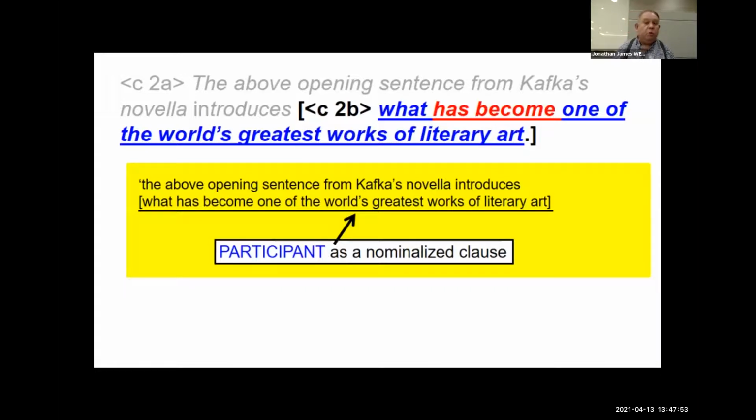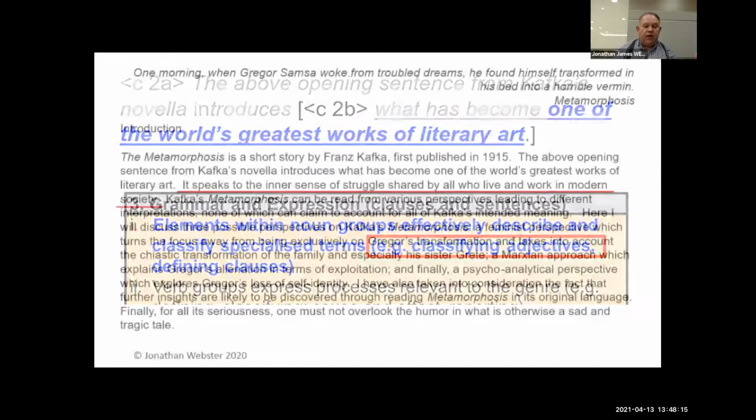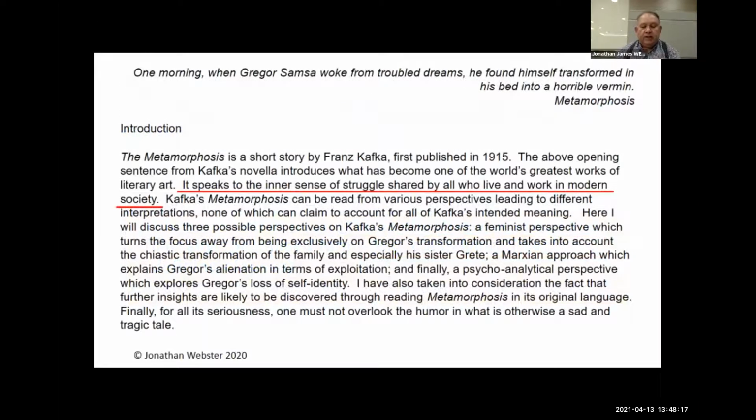Now, this is what we've been calling grammatical metaphor. You can even take what is a clause and turn it into basically something. And that is very much characteristic of how one writes in an academic setting. We have classifying adjectives, we have defining clauses. Now, take this sentence. It speaks to the inner sense of struggle shared by all who live and work in modern society.